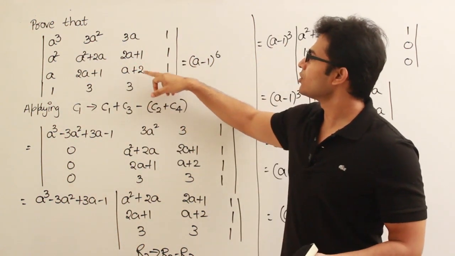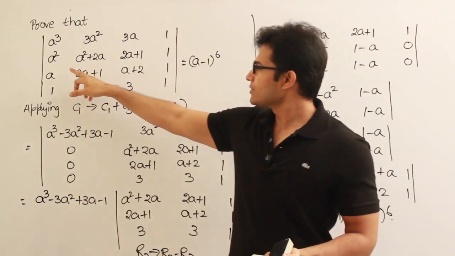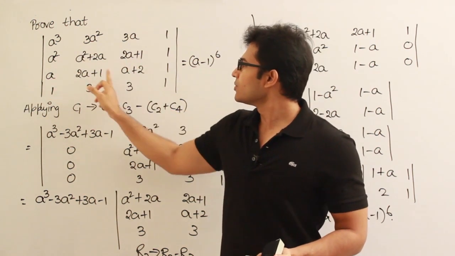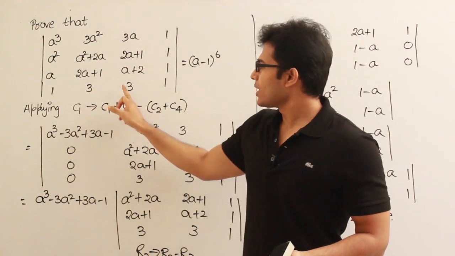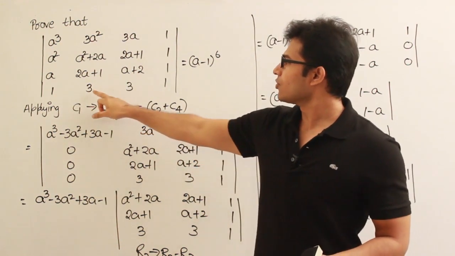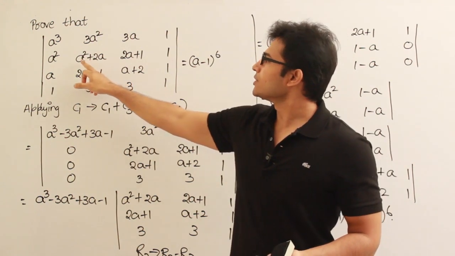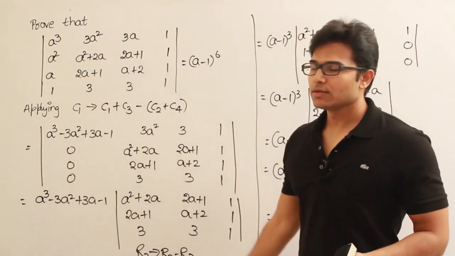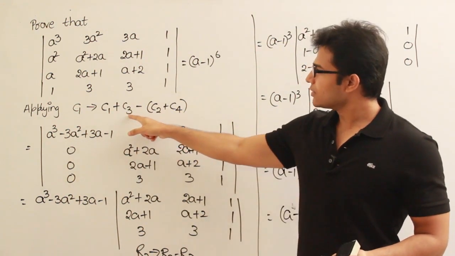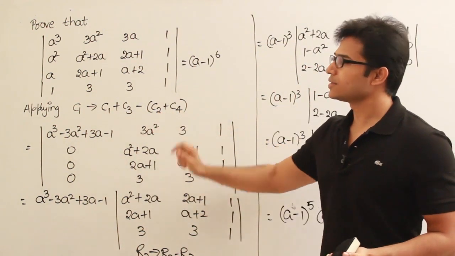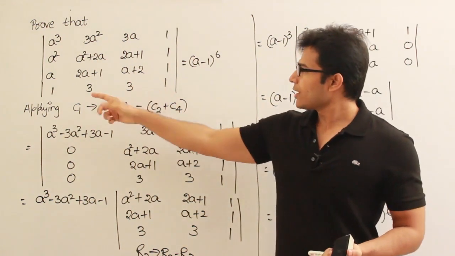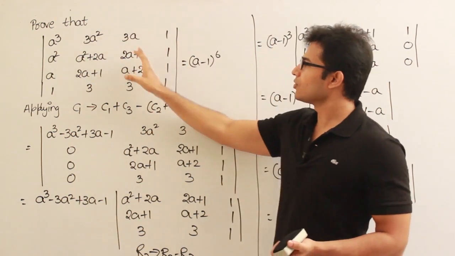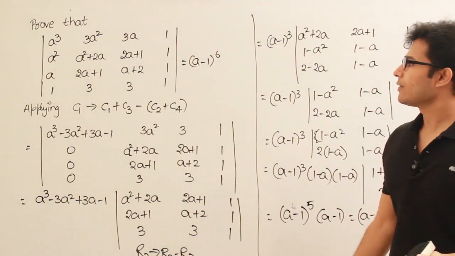the second, third and fourth element of the columns, if I add c1 plus c3, it is going to be a square plus 2a plus 1, it is going to be 2a plus 2, and it is going to be 4. And similarly, if I add c2 plus c4, I again get the same: a square plus 2a plus 1, 2a plus 2, and then 4. So you can add c1 plus c3 and then subtract c2 plus c4 from that, right? You can add these two columns, and subtract one from the other.